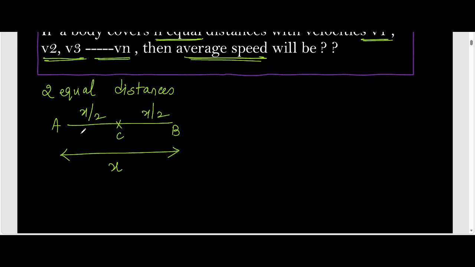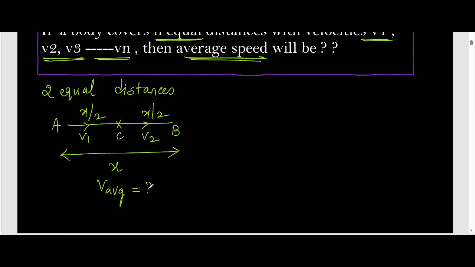Imagine the body is traveling from A to C with V1 speed and C to B with V2 speed. Then for the entire journey AB, what will be its speed? It will be V average. And what is this V average basically? That is the concept here.